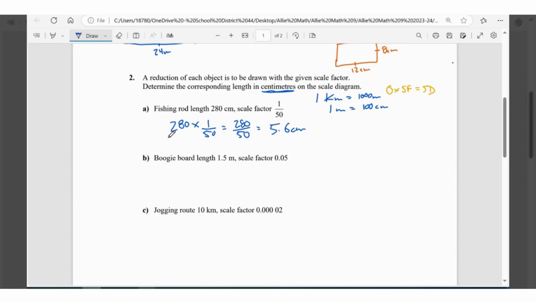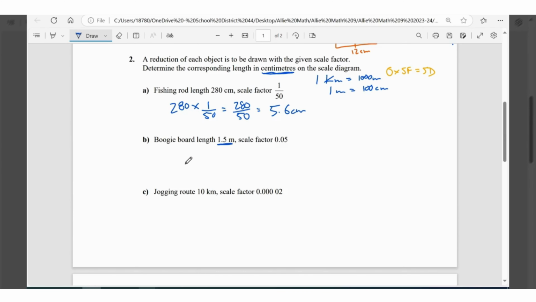A boogie board is 1.5 meters, and a scale factor of 0.05. Remember, our answer needs to be in centimeters, so we could do this at either stage. We can go 1.5 times 100 to get us to centimeters, 150 centimeters. And now we can multiply that by our scale factor.